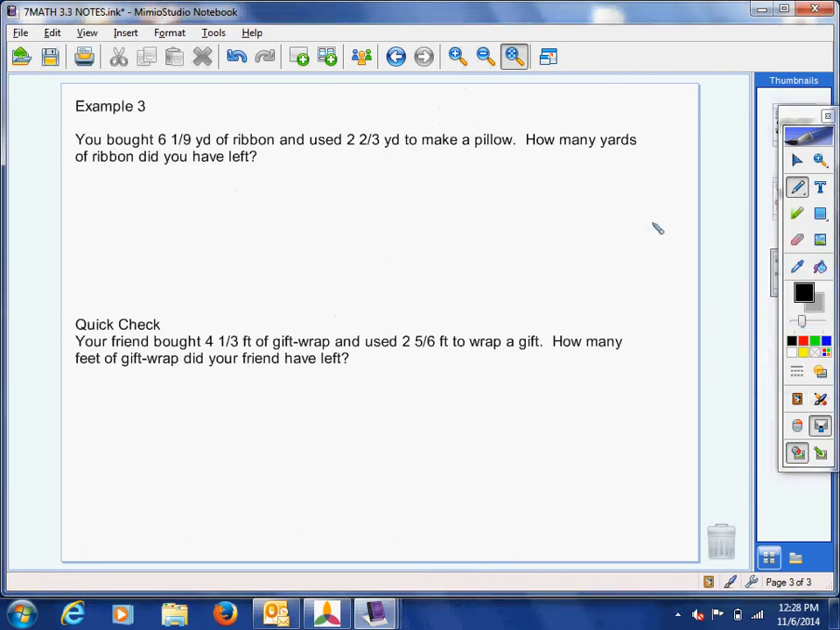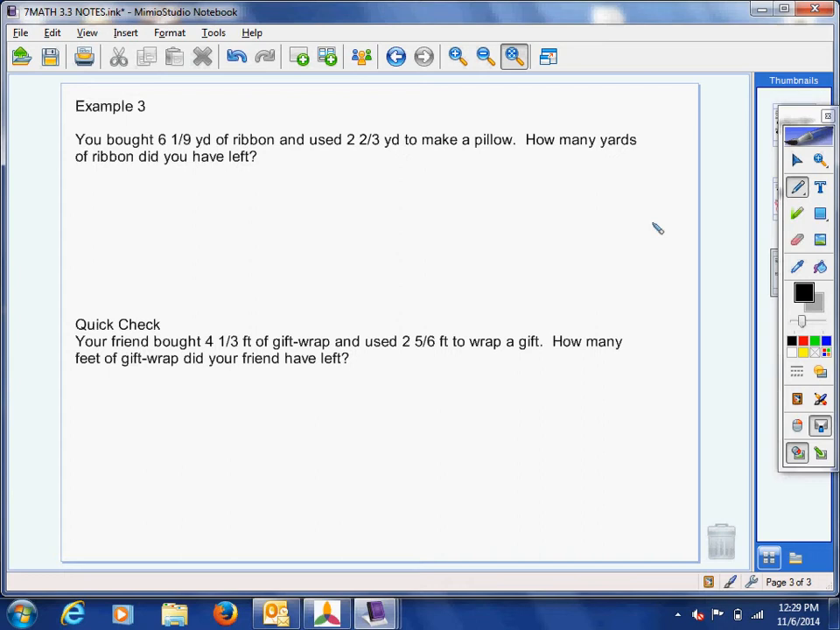All right, so now we're going to do example 3, and of course they like to throw in word problems, so we're pretty good at these. I think we can figure it out. You bought 6 1/9 yards of ribbon, but you used 2 2/3 yards to make a pillow. How many yards of ribbon do you have left?